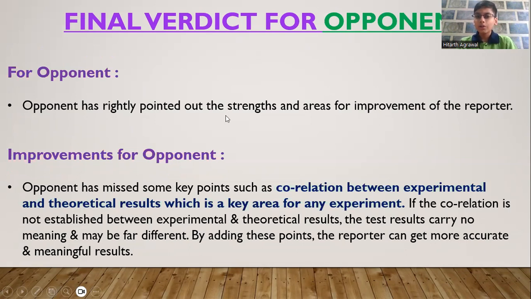The opponent has rightly pointed out the strengths and areas of improvement of the reporter. The improvements for the opponent would be that the opponent has missed some key points such as correlation between experimental and theoretical results, which is a key area for any experiment. The reason is that if the correlation is not established between experimental and theoretical results, the test carries no meaning and may be far different.